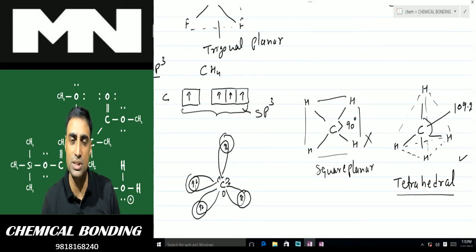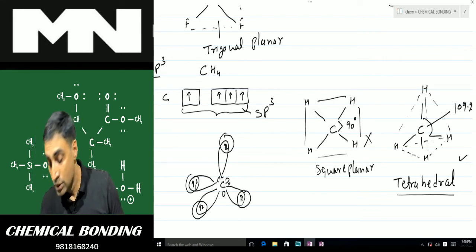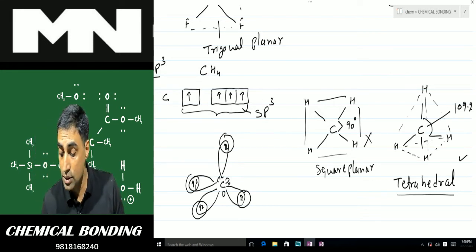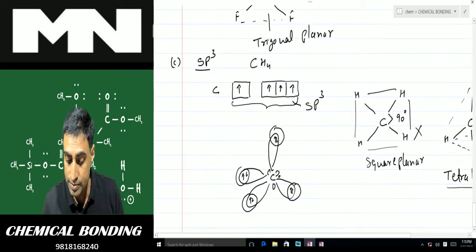That means the repulsion is lesser. Lesser the repulsion, lesser will be the energy and higher will be the stability. So this is what happens in CH4 molecules. After this, we'll move on to the next hybridization.